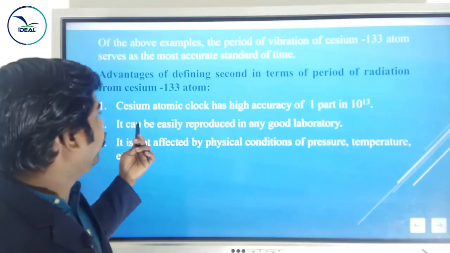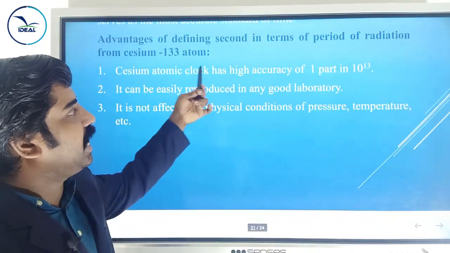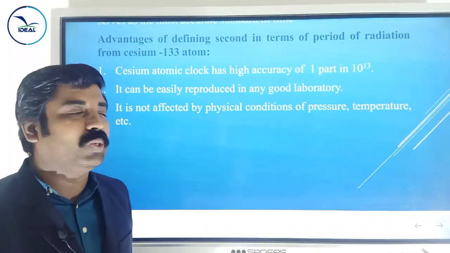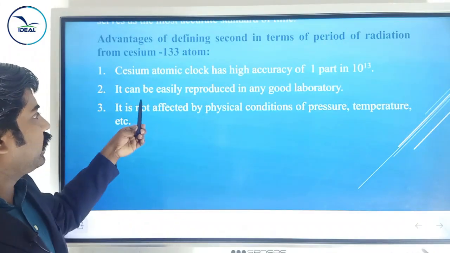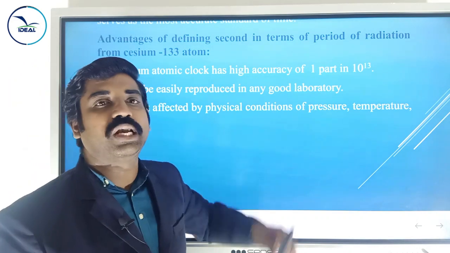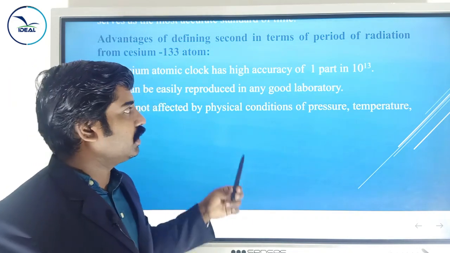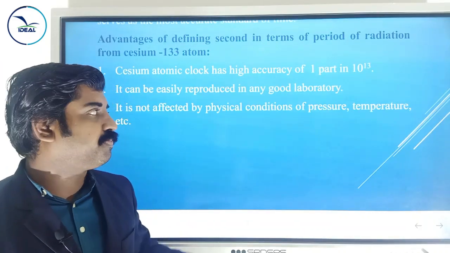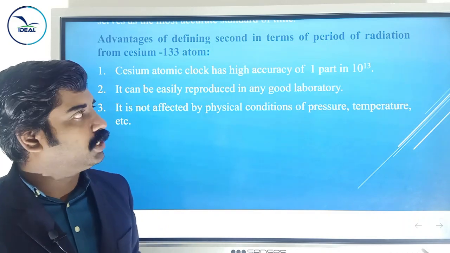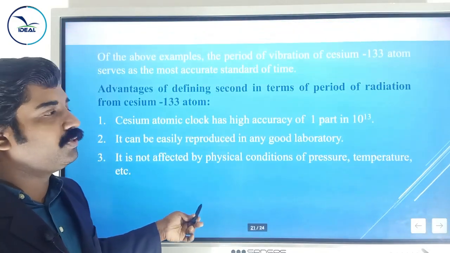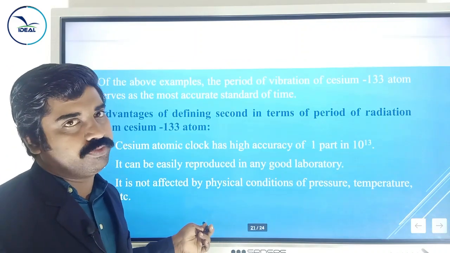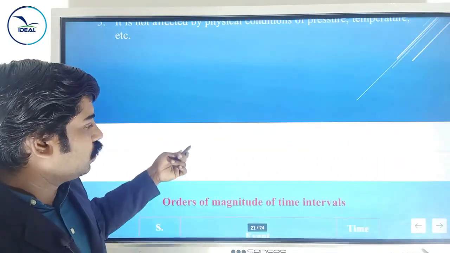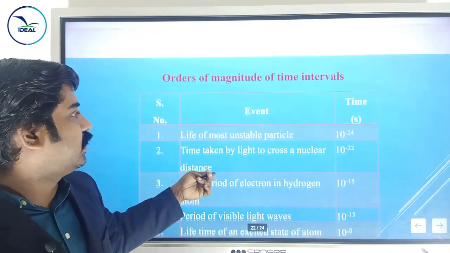Okay. Then what are the advantages? The cesium atomic clock has a high accuracy of 1 part in 10 raised to 13. It can be easily reproduced in any good laboratory. That's also an advantage. And it is not affected by physical conditions of pressure, temperature, etc. That's why we are standardizing by using the cesium-133 atom.